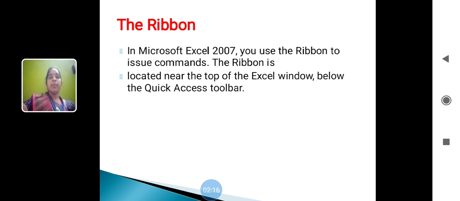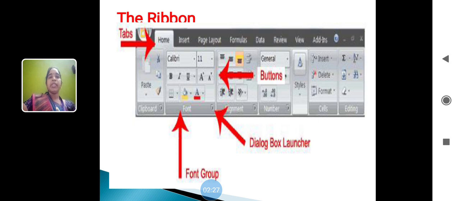The ribbon. In Microsoft Excel 2007, you use the ribbon to issue commands. The ribbon is located near the top of the Excel window, below the quick access toolbar. The ribbon will be shown here. Home is called a tab. Tabs and buttons are shown like this.